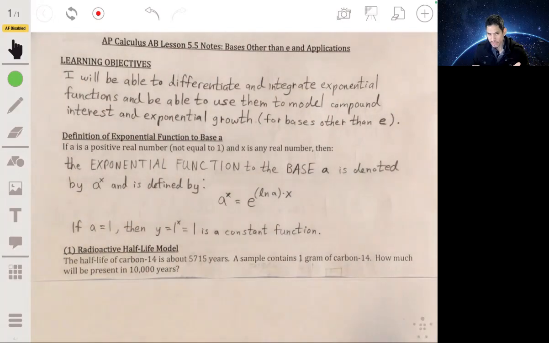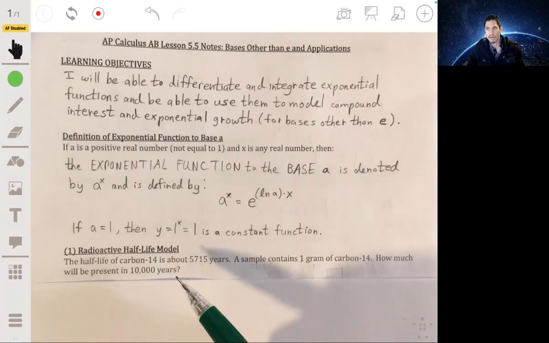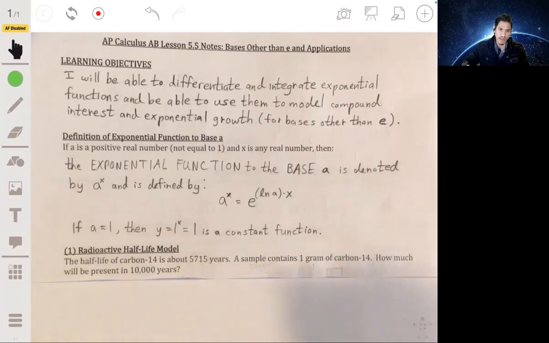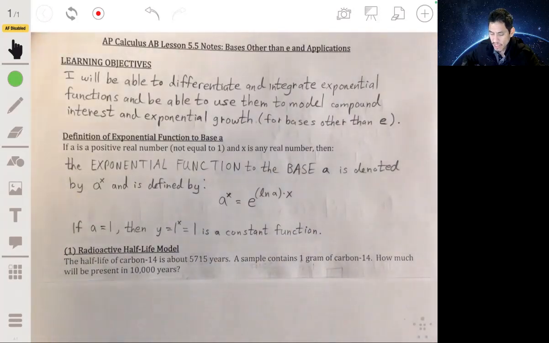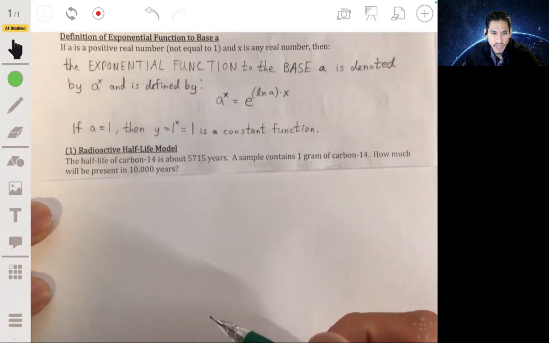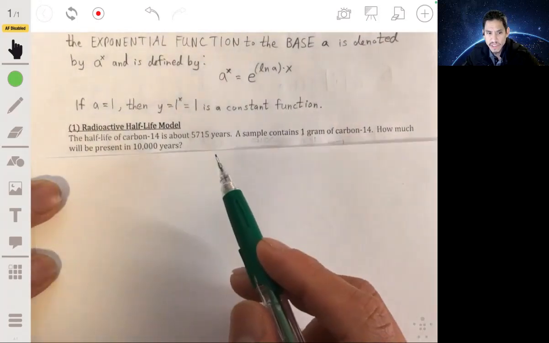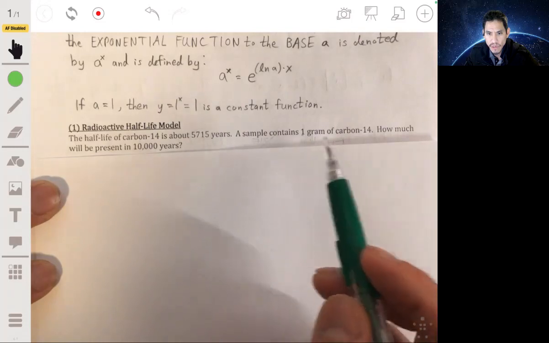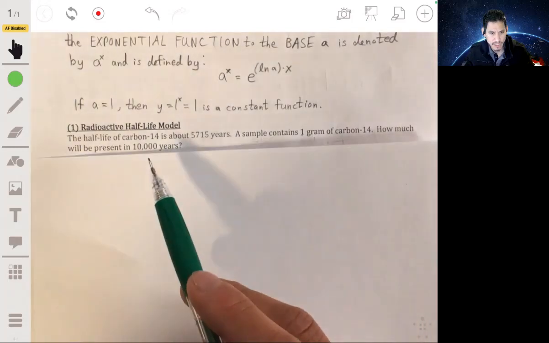And let's first go over some basic examples of how we deal with exponential equations and how it can relate to real life applications that you probably heard of, like half-life, maybe in your bio class or chemistry class. So this is a pretty common scenario that we use this stuff in. So let's first review some of the stuff you may have covered in algebra 1, algebra 2, or pre-cal. So here we got the half-life of carbon-14 to be about 5,715 years. And we got a sample with 1 gram, and we want to figure out how much is going to be present in 10,000 years.